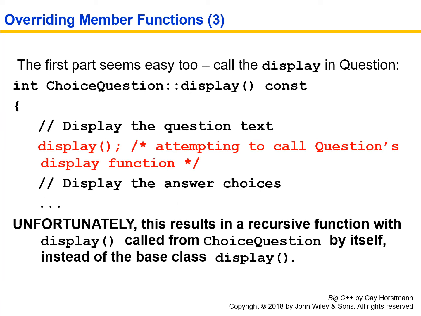Okay, the first part seems easy too. You could just call the display function from the base class. Display, that's going to call question's display function. No, it's not. Okay, this is going to create a situation in programming we call recursion, where you're simply calling the same function over and over again, because the compiler is going to interpret display as having this pointer in front of it. It's going to try to call the same display function that you're already writing right now.